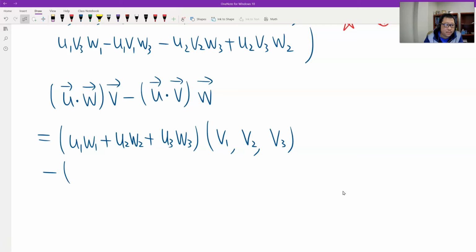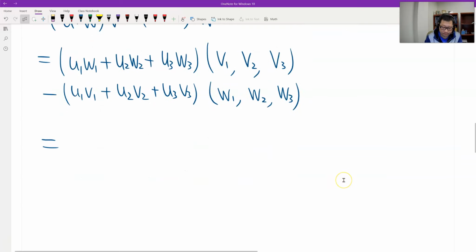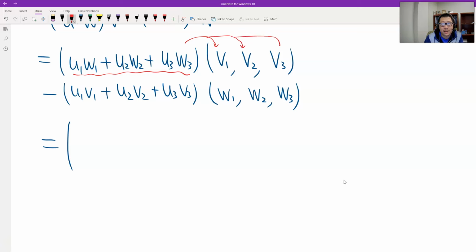Dot product of V and U, which is U1, V1, U2, V2, U3, V3, then times W, which is W1, W2, and W3. Okay, do the normal calculation. I should get a long, big expression. So first, this is a number, right? So you can put it here: the first, the second, the third.